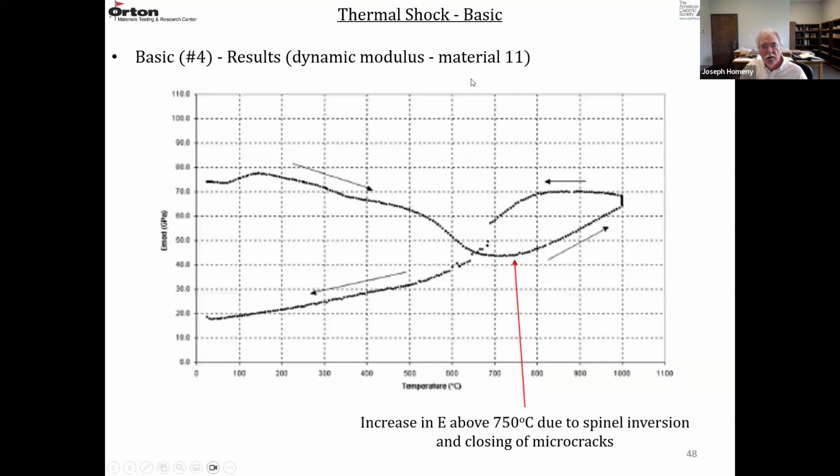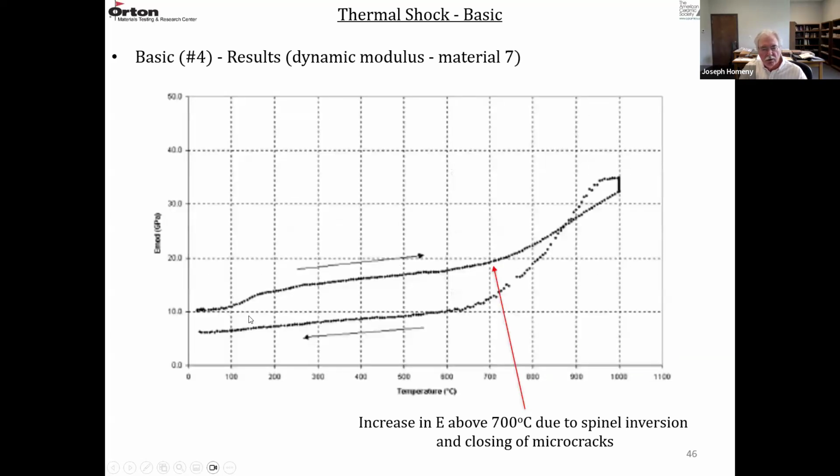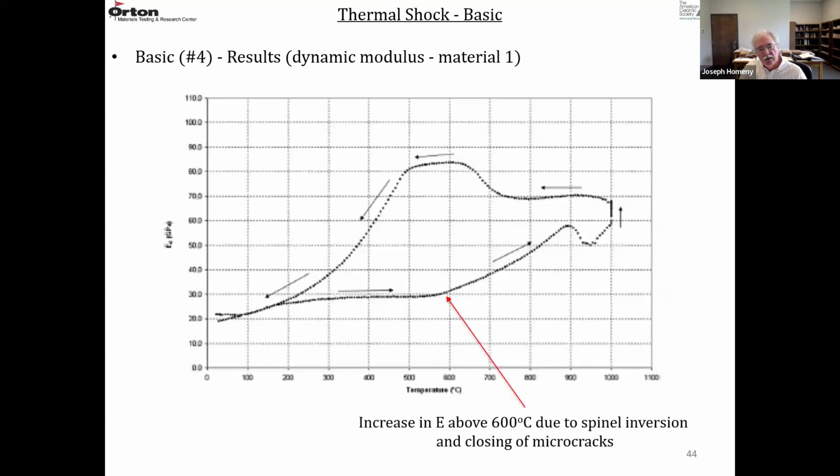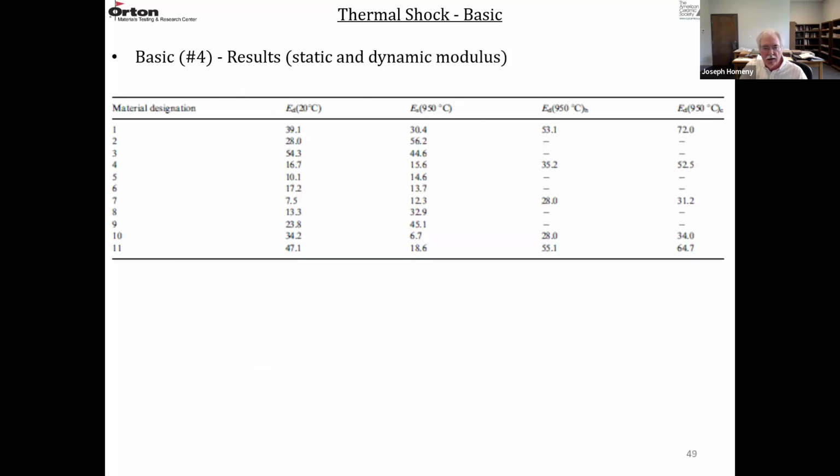And then one more material, 11, a decrease in modulus, I would say, is typical behavior, closing of microcracks, and then this decrease due to the opening of microcracks. So these 3 materials make a lot of sense to me. These maximum humps in this curve, I have to believe, are due to stiffening of the silicate, a great deal of silicate second phase.